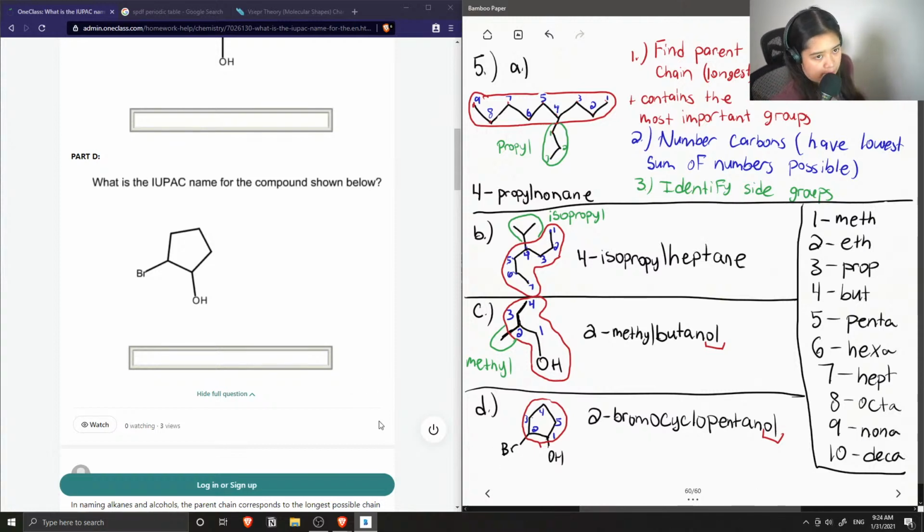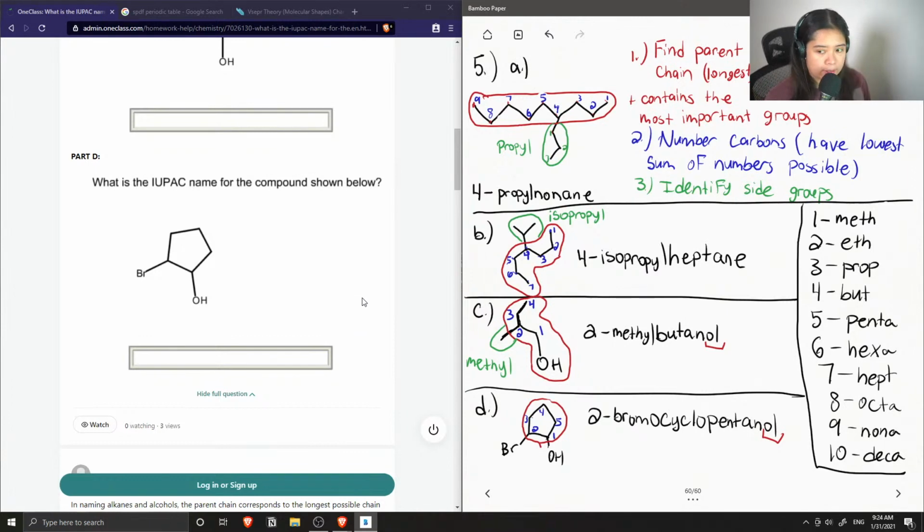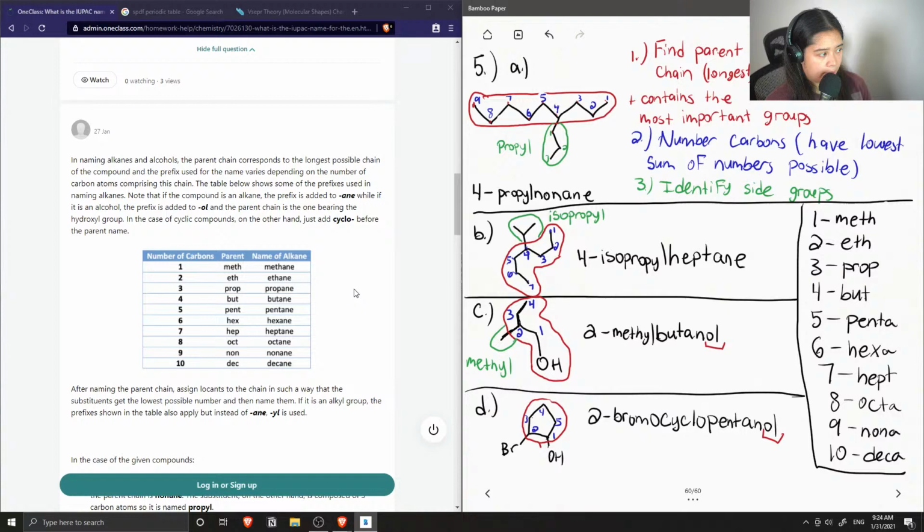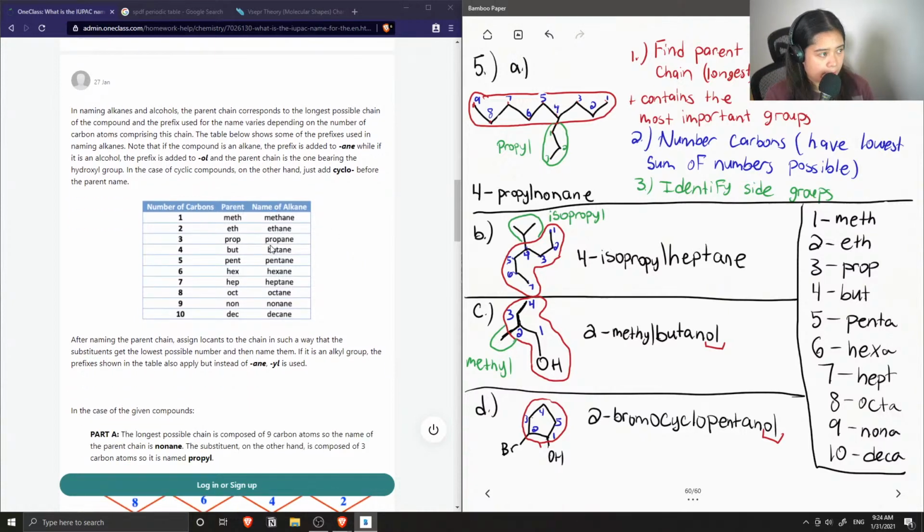Okay, so those are all of the names for these compounds. So let's see what the junior tutor said. In naming alkanes and alcohols, the parent chain corresponds to the longest possible chain of the compound, and the prefix used for the name varies depending on the number of carbon atoms comprising the chain. The table shows some of the prefixes used in naming alkanes.